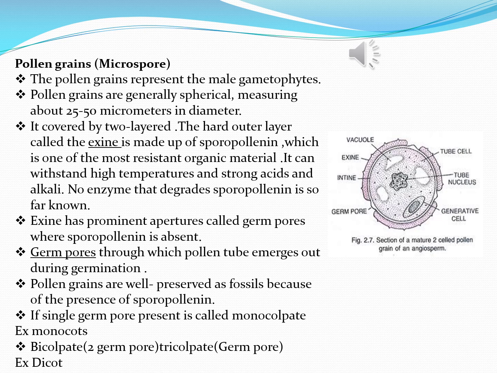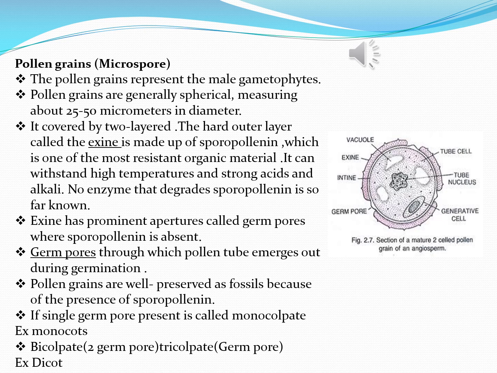So we'll now focus on the outermost layer, that is the exine. The exine is the outer layer and it is a hard layer, and it is made up of a substance called sporopollenin, which is one of the most resistant organic materials. So it gives protection to pollen grains against high temperature, strong acids, and alkalis. Even enzymes can't degrade sporopollenin. So that much resistance the layer has.